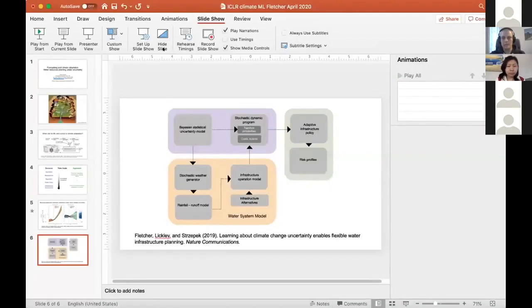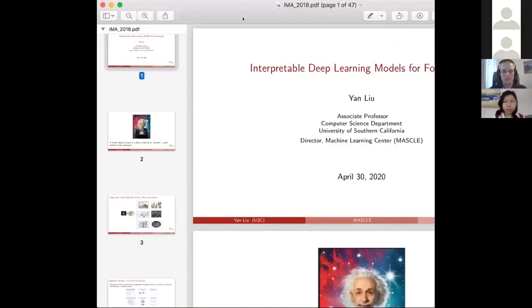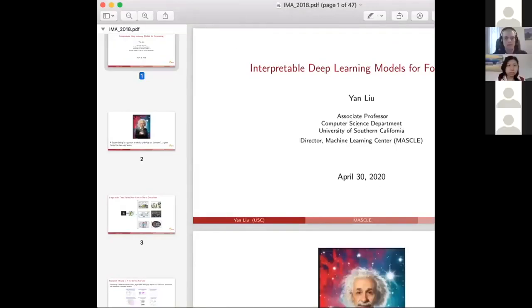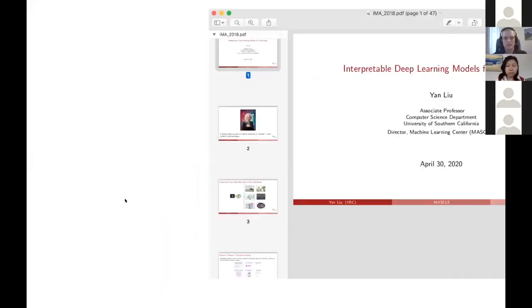Thank you so much for that introduction. It's really interesting starting to see some themes already emerging. Our next speaker is Yan Liu. She is an associate professor in the computer science department at USC and the director of the university's machine learning center. Her research interests include machine learning and data mining, including applications to climate science and mobility. So whenever you're ready.